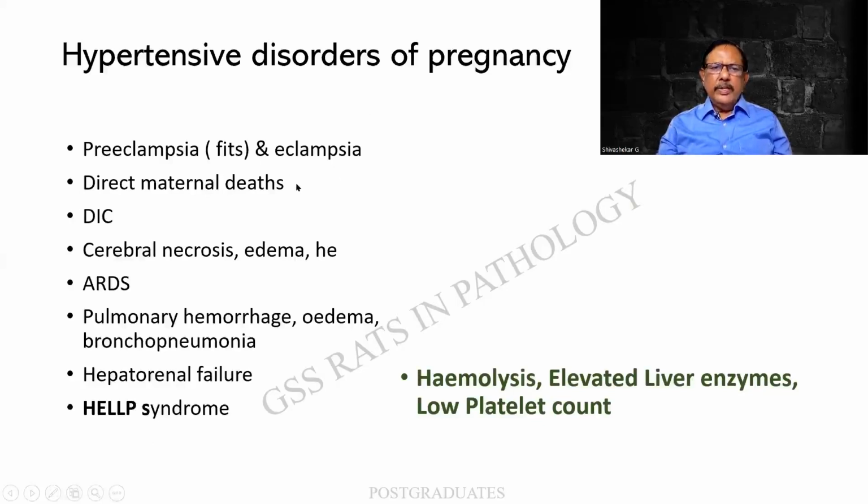This is associated with direct maternal deaths, which can be because of DIC, disseminated intravascular coagulation. Two, there can be a cerebral hemorrhage, necrosis, edema. ARDS, adult respiratory distress syndrome. Pulmonary hemorrhage, edema, and a bronchopneumonia being superimposed on them. Hepatorenal failure. These are things which are quite common.